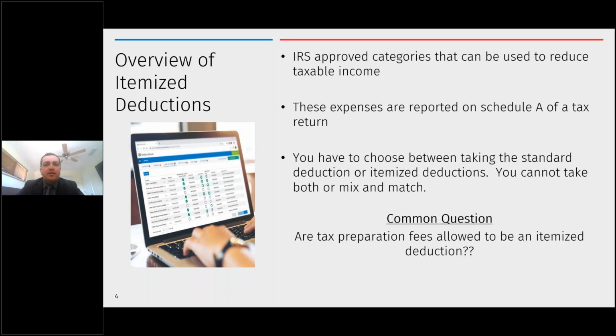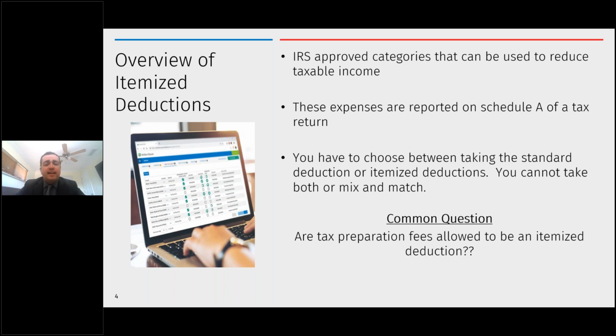These are going to be IRS approved categories that can be used to reduce the taxable income. And it should be noted that the IRS is constantly changing what is approved. They're in the process right now. They just eliminated a whole bunch of them. They may add some back in the near future. We'll have to wait and see. And these expenses are going to be reported on the Schedule A of a tax return.